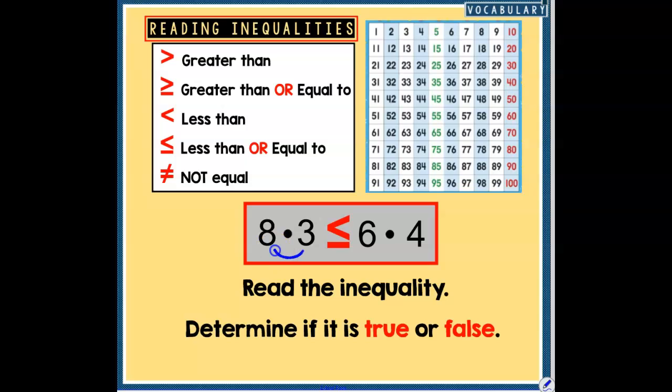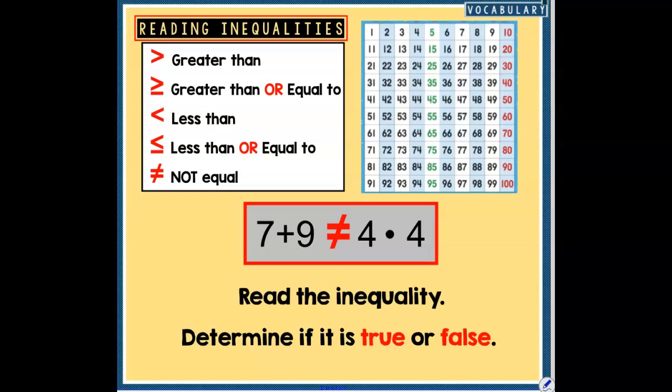Well, I'm going to evaluate this side first. 8 groups of 3: 8, 16, 24. So 8 times 3 is less than or equal to 6 times 4. Well, I need to know what 6 times 4 is. 6, 12, 18, 24. Is 24 less than or equal to 24? Well, it is equal to, so this again would be another true statement.